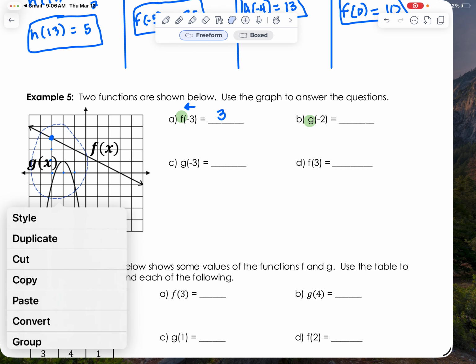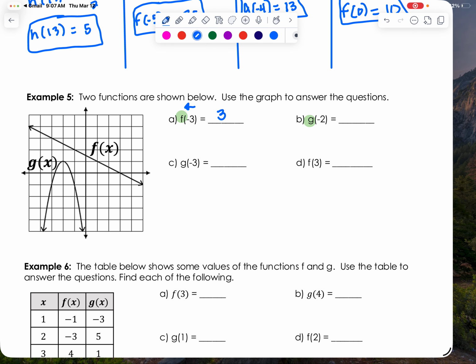All right, g of negative 2. So this is saying I'm going left 2, and they want to know how many you would have to go up or down to get to the g function. So starting at 0, 0, go to the left 2 units. 1, 2. Now, how many would I have to move up to hit that U shape? Notice I would only have to move up 1 unit. So g of negative 2 is equal to positive 1.